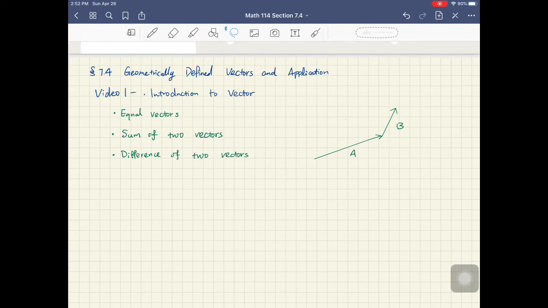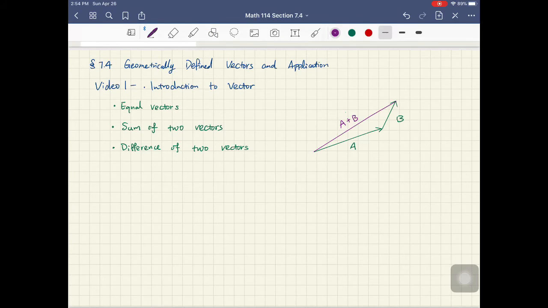Similarly, I cannot just add the magnitude of A and the magnitude of B together without thinking about their direction. So how are we going to find the sum of vector A and vector B? Now you connect the initial point of A to the terminal point of B, and that is going to be your sum, A plus B. This is a vector. However, in order to talk about a vector, I need to have an arrow, I need to have a direction.